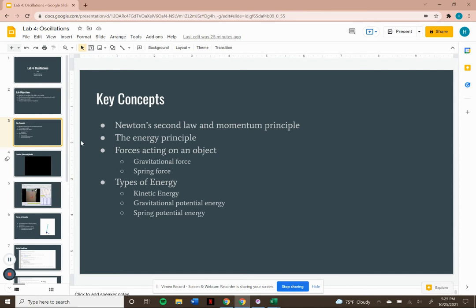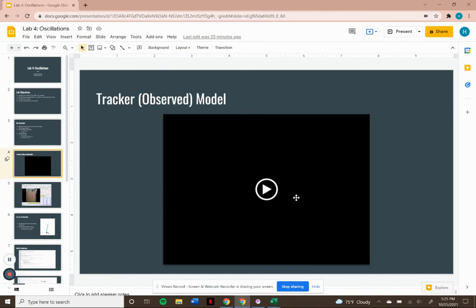Some key concepts that are involved are Newton's second law and the momentum principle, the energy principle, forces acting on an object, gravitational force and spring force, and then some types of energy that will be contributing to the total energy of the system, which are kinetic energy, gravitational potential energy, and spring potential energy. All of these will be used in the code.